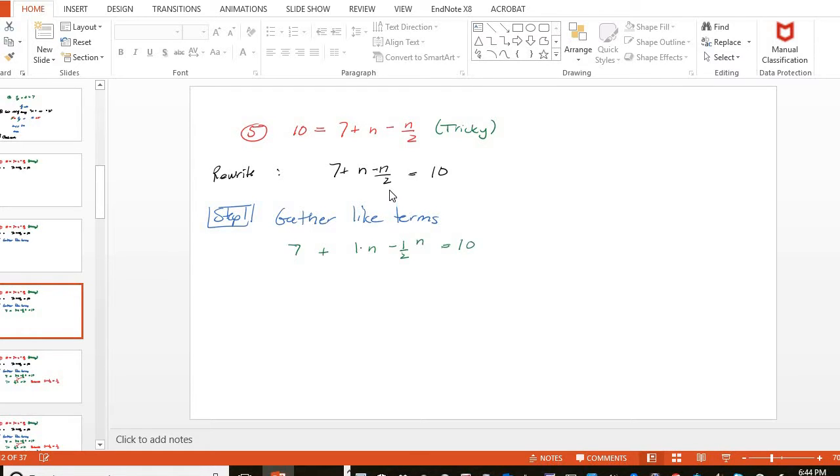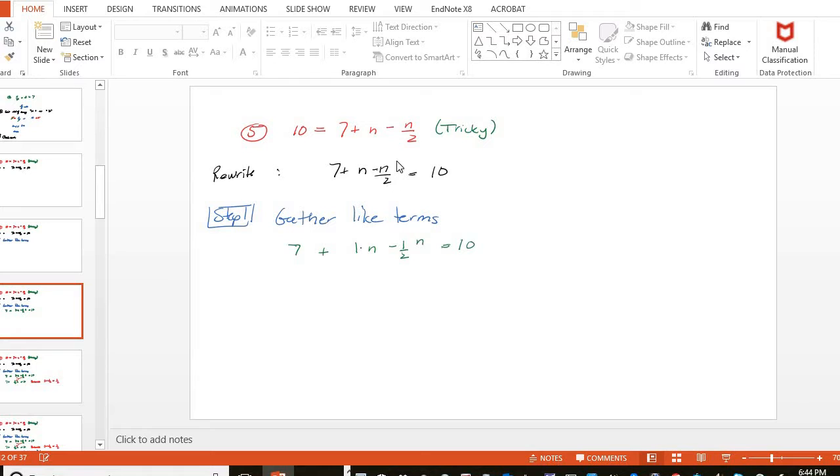And I have a 1/2 here. It doesn't look like a 1/2. But dividing by 2 is the same thing as multiplying by a half. Do you agree? Yes, but how did we get the 1? How do we know n is 1? The 1 times n? That comes from this n. Yeah. No, I mean on top of the 1/2.